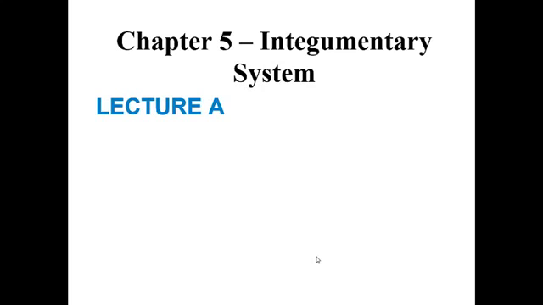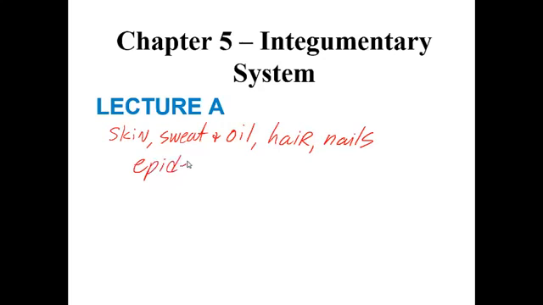The integumentary system is the skin and its derivatives. So this means that not only does it include the skin, it also includes the sweat and the oil glands. It includes hair as well as nails. And as we're going to learn in this chapter, the hair and the nails really are modifications of the epidermis. So the main part of the integumentary system is the epidermis, and you learned about this tissue in chapter 4.